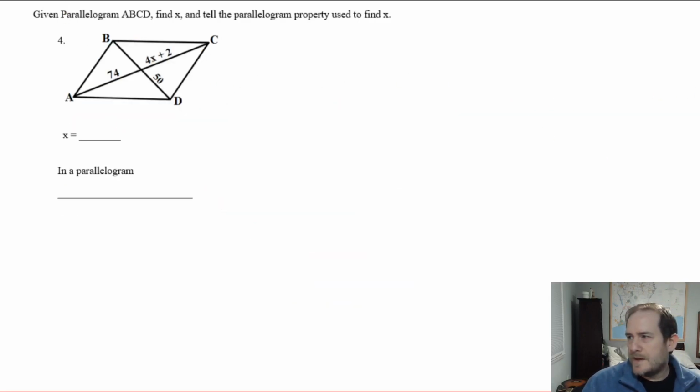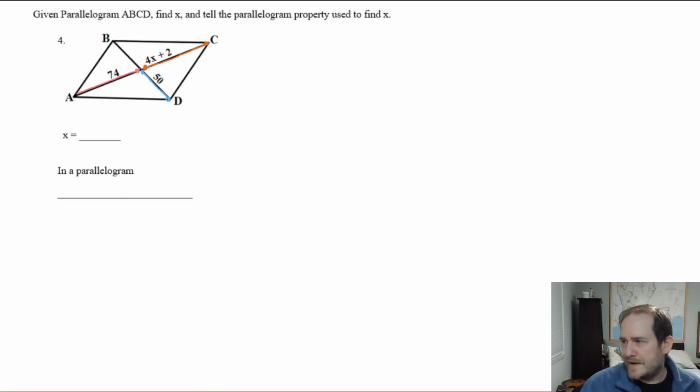For number 4, it looks like they've given us this line segment here. They said it's 74. Then they gave us this line segment over here in orange, and they said it's 4x plus 2. And then they're kind of randomly giving us this segment too, and they're saying it's 50. So looking at the 3 pieces of information they gave me, you would have to figure out what matters here. And it's definitely going to be the pink and the orange, because we know that this diagonal BD is going to bisect diagonal AC. Bisect means cut into 2 equal parts, right?